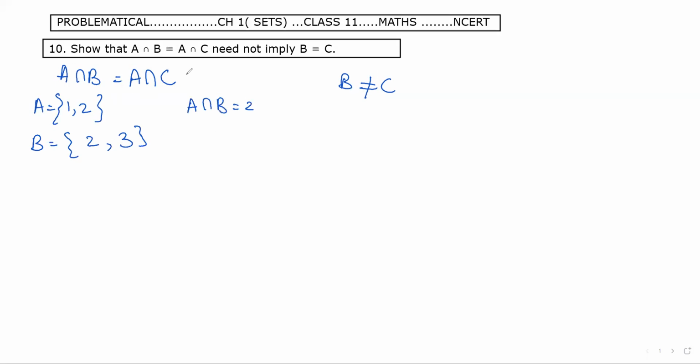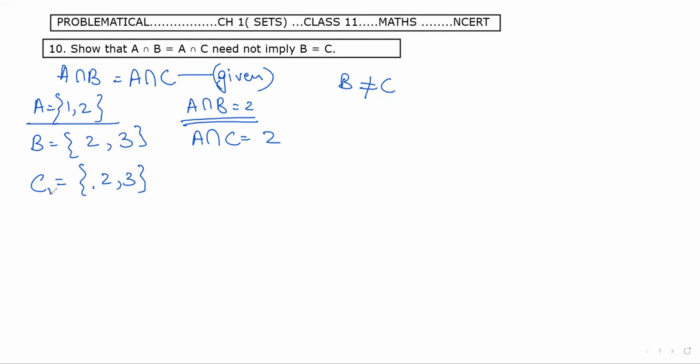Now this is given, so this condition should be true. That means you have to maintain this A intersection B, and this should be equal to A intersection C. That means A intersection C should also be equal to {2}. That means the common thing between A and C should be 2. C can be any set. C can be a set of type {2, 3}. Let's consider that C1. Or C can be {2, 4, 5}. Or it can be C3 is equal to {2, 7}.